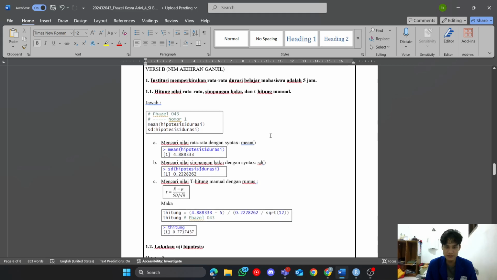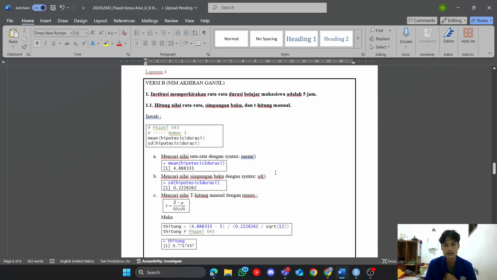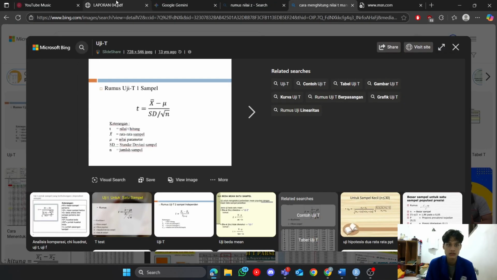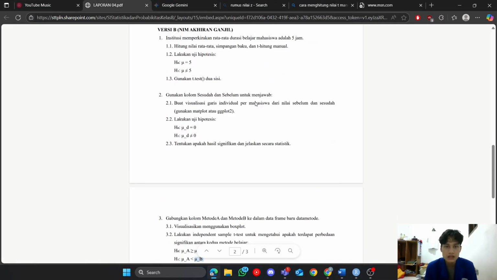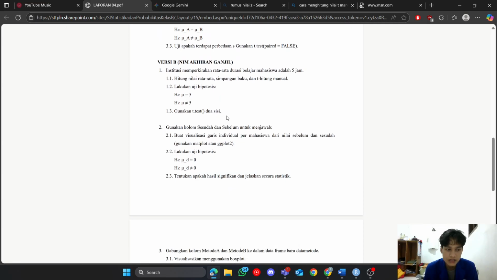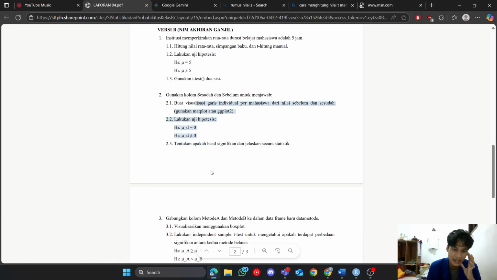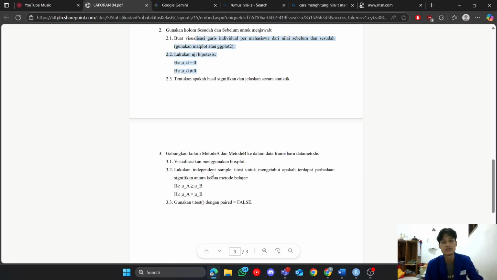And next is the exercise. I have some exercises here, like the mean of the meal is 5 hours, and 1.1, determine the mean, the standard deviation, and the t. Then there are three of them here.